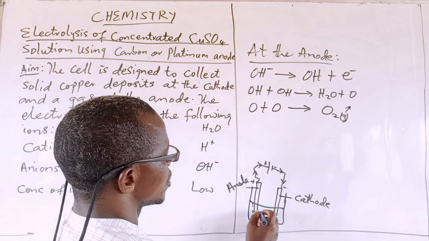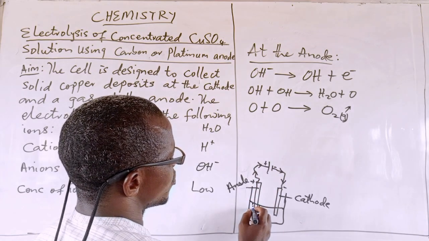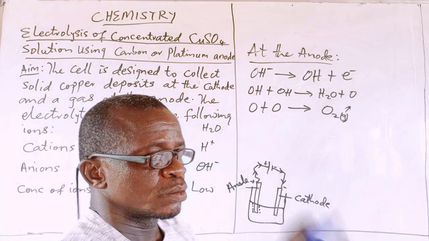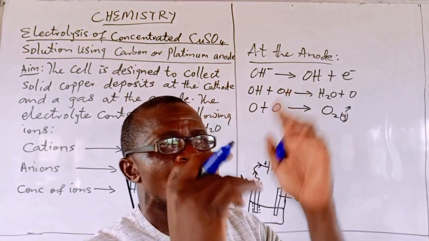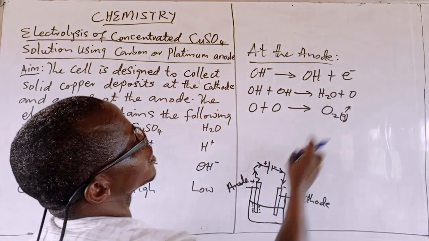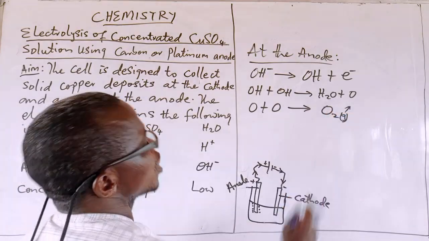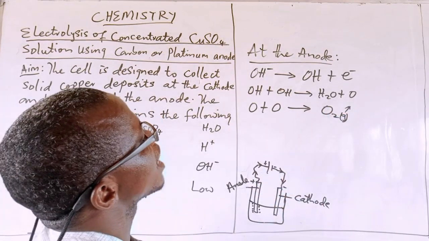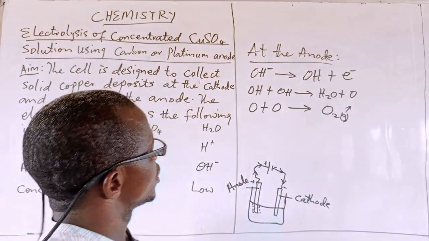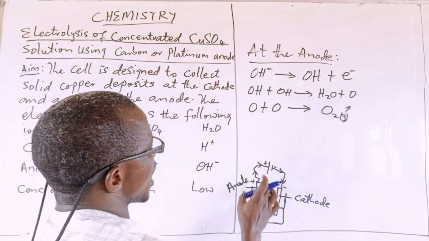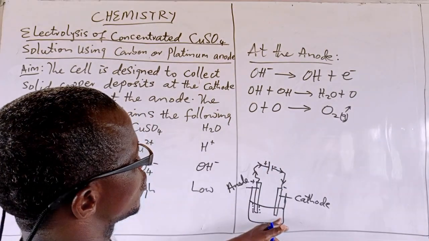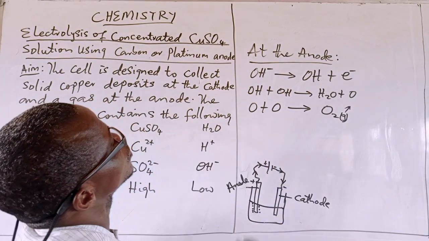Coming out, coming out. That's the bubble. You see bubbles coming out at that electrode. That bubble is what? Oxygen gas that is being produced. Where? At the anode. Now let's see also what will happen at the cathode.